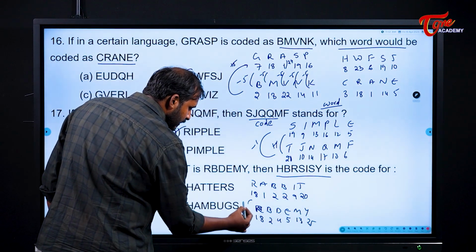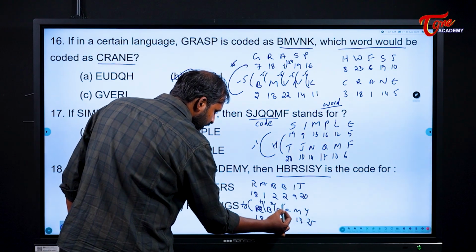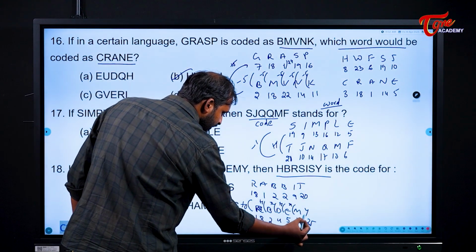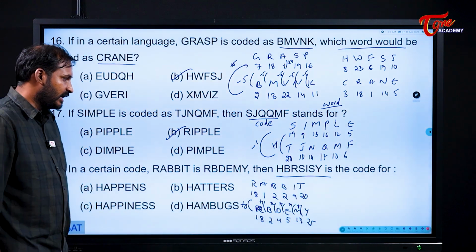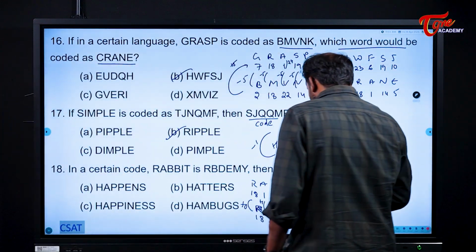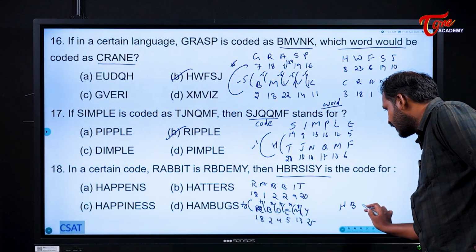Now place here plus 0, plus 1, plus 2, plus 3, plus 4 and plus 5. So that means it started with 0. Then this one is code for what? So the same thing, HBRSISY.